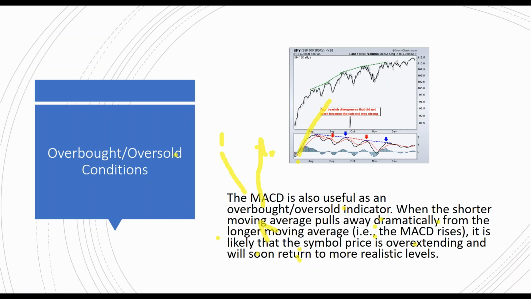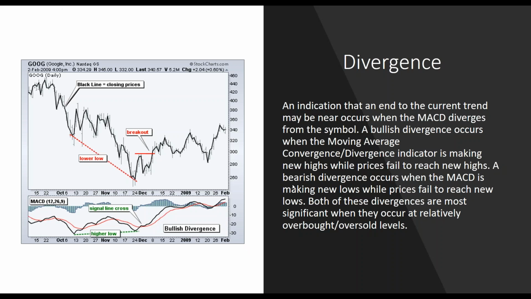Now also, MACD will tell you when you have overbought and oversold conditions. The MACD is useful as an overbought and oversold indicator. When the shorter moving average pulls away dramatically from the longer moving average, in other words, the MACD rises, it is likely that the price is overextending and will soon return to more realistic values. So it's telling you the market is overbought.